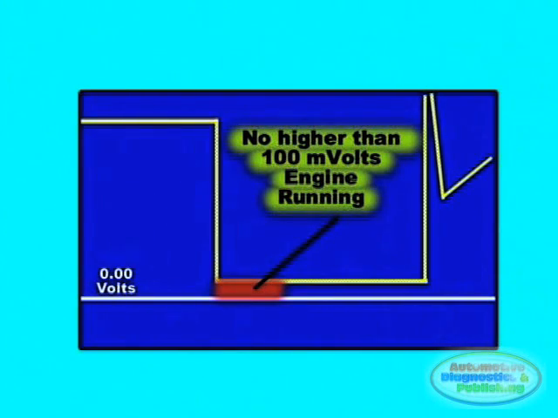As a rule of thumb, no more than 100 millivolts should be seen between the bottom part of the injector turn-on point and a zero line. And always remember that the injector turned on point should be clean and vertical, signifying that the actual injector driver has good switching ability.